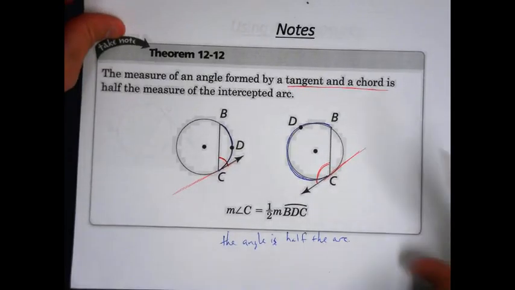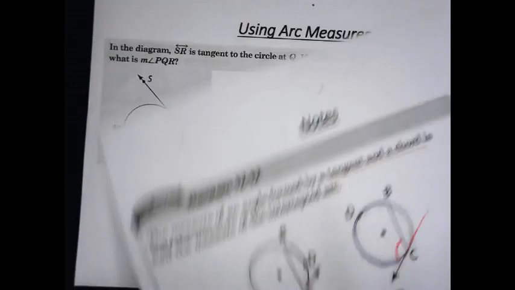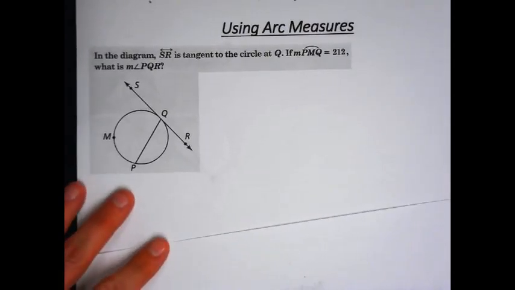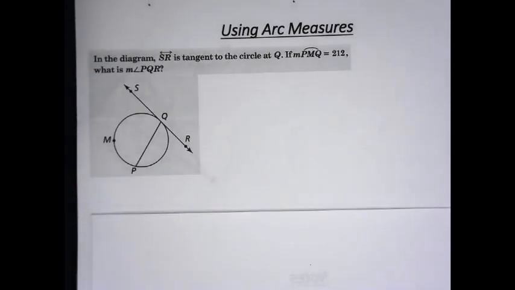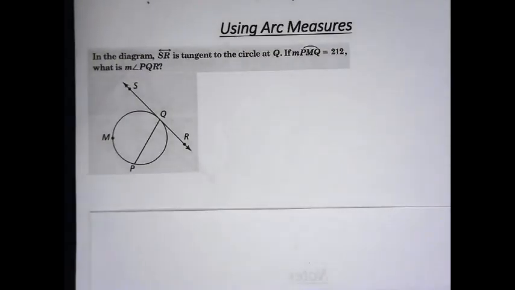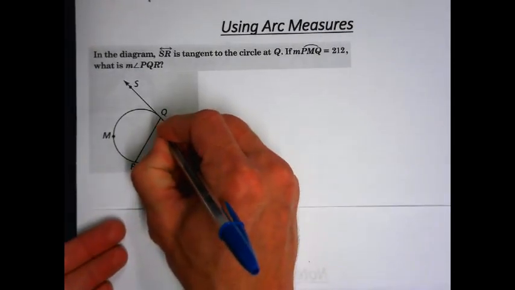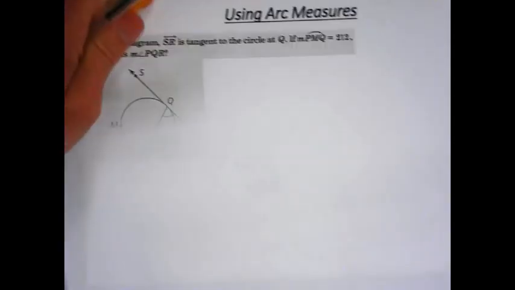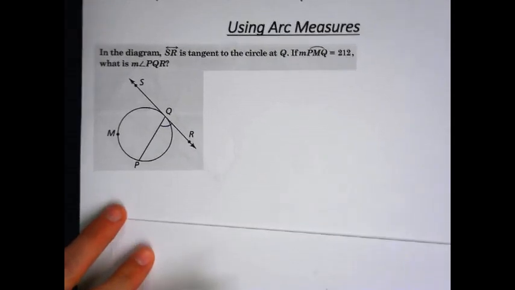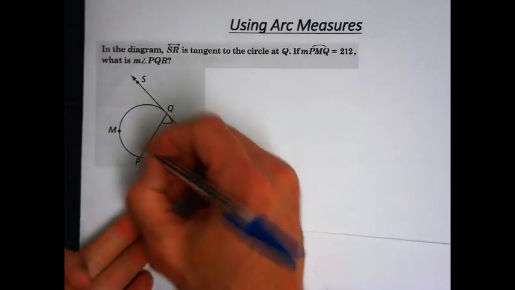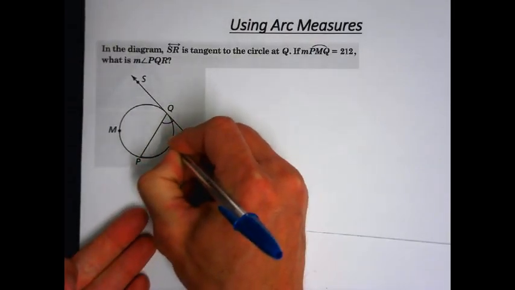Now let's see how this plays out in a few examples, and hopefully it'll become a little easier to deal with. Here's our first diagram. We have line SR tangent to the circle at Q. Here is our tangent line. The question is about the measure of angle PQR. Hopefully you can see the arc that it intercepts.